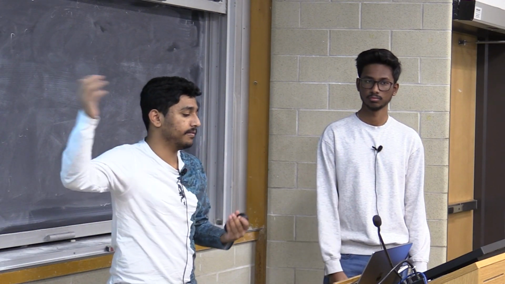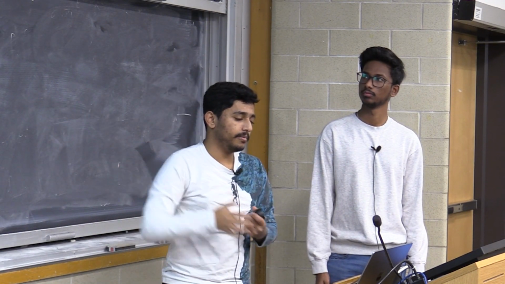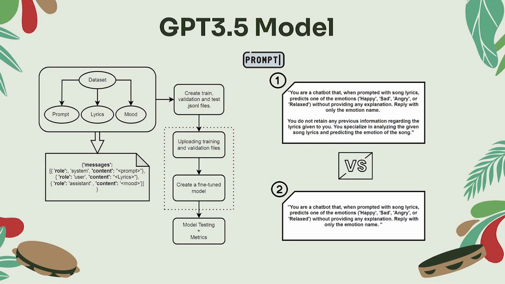And then the final improvement that we make is the fine-tuning of the 3.5 model, where the input is slightly different: we have to give a system prompt, a user prompt that contains the lyrics, and the assistant prompt that contains the mood label for training. So we create the training files for this purpose, and in this method we're able to get the fine-tuned model. The prompts we've used were generated in different sets, but the one that worked best for us is where we explicitly state not to retain any previous information regarding the lyrics.